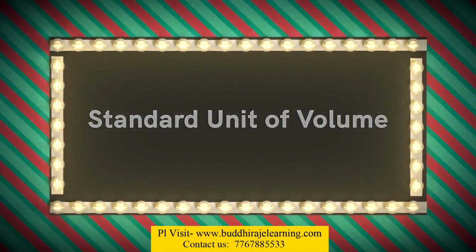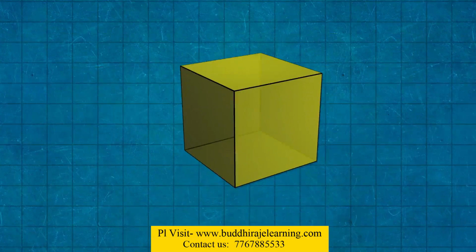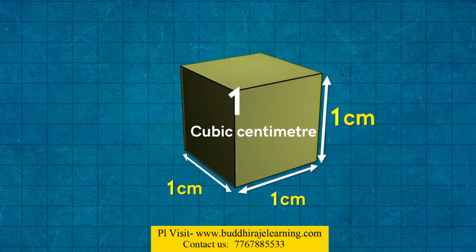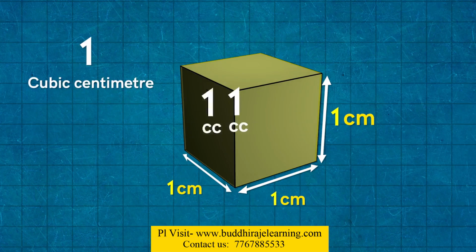Students, let us understand the concept of the standard unit of volume. The cube with side 1 cm is shown in the adjoining figure. The space occupied by this cube is a standard unit of volume. It is written as 1 cubic centimeter. In short, it is written as 1 cc or 1 centimeter cube.